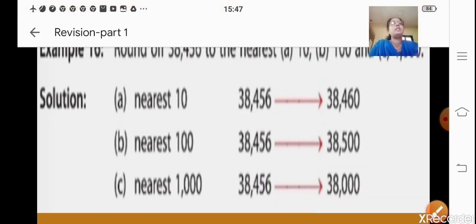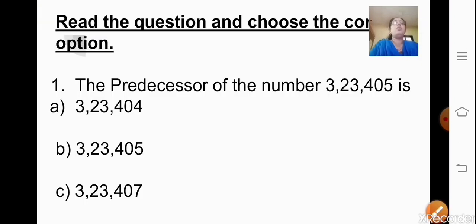Now based on this, I want you all to read the question and choose the correct option. Okay, now the question is given here. You have to choose the correct option from A, B and C and put a tick. Now children, in the exam also you will have to tick the correct option, but by solving it in your book. You have to solve whatever the question is asked, and then tick the correct option for your exam also.